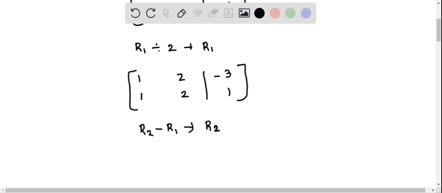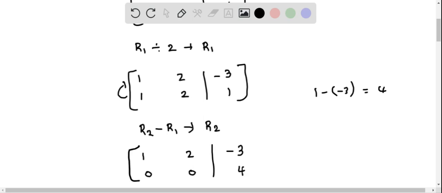This 1 minus 1 will become 0. So I write down this row 1 elements as it is. This is 1, 2, negative 3. And we have to subtract like this. 1 minus 1 is 0. 2 minus 2 is 0. And 1 minus negative 3 equals 1 plus 3, which equals 4. So here we get 4. So this is the updated matrix.